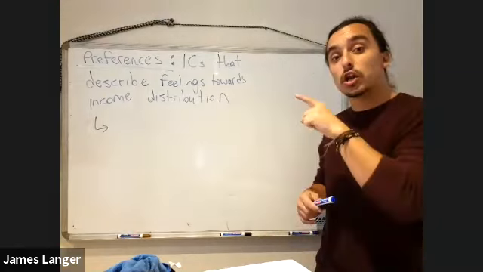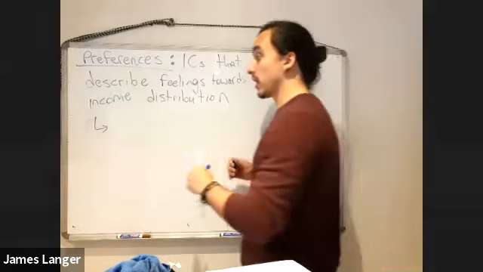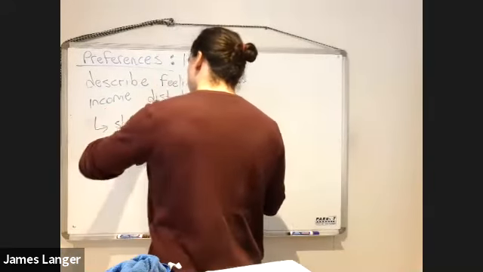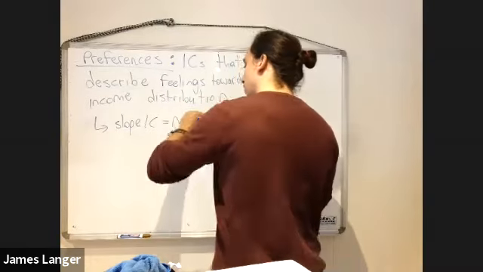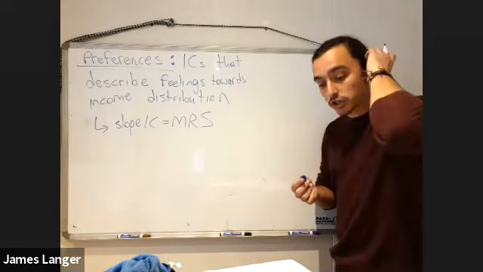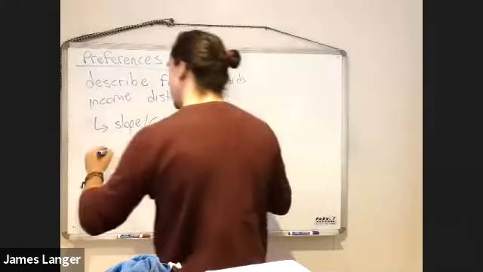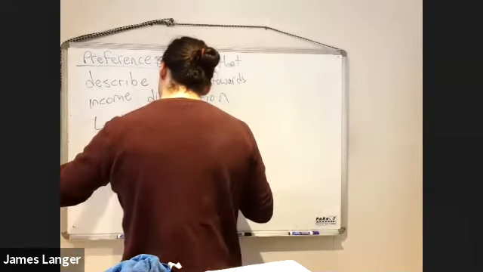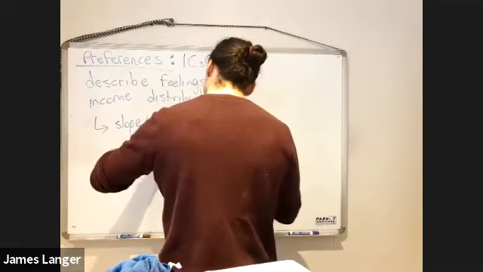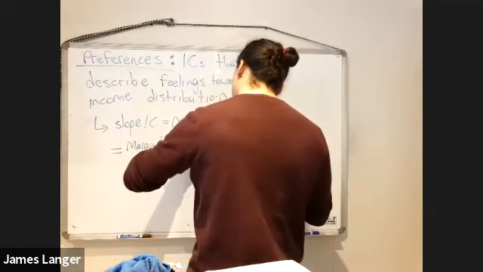So when you move along the indifference curve, in other words, we're looking at the slope. The slope of my indifference curve is going to be equal to what we call the marginal rate of substitution. And the marginal rate of substitution is going to be equal to how much do I marginally value rich income in terms of poor income?